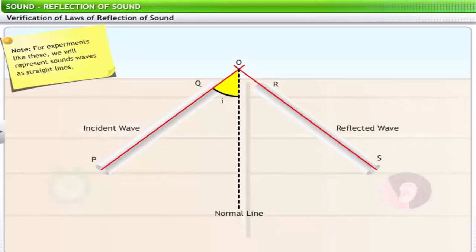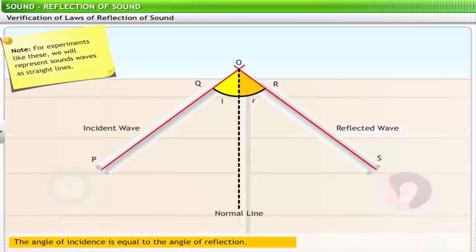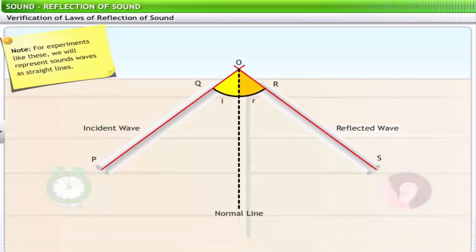Now, we'll measure the angle between the axis of the pipe RS and the normal to the wall at the point O. This is the angle of reflection, R, for the reflected sound wave. You can see that the angle of incidence is equal to the angle of reflection.